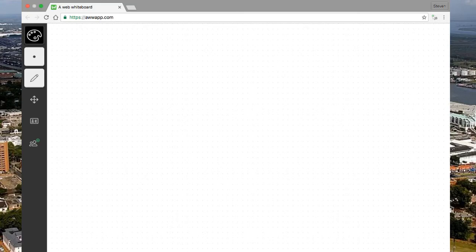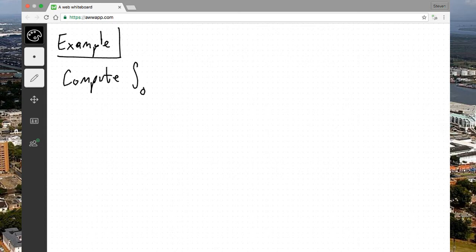Let's do an example of a definite integral, which requires integration by parts. The way we'll proceed with this problem is exactly the same as an indefinite integral. All right, we're going to compute the definite integral from 0 to 1 of s squared e to the s ds.